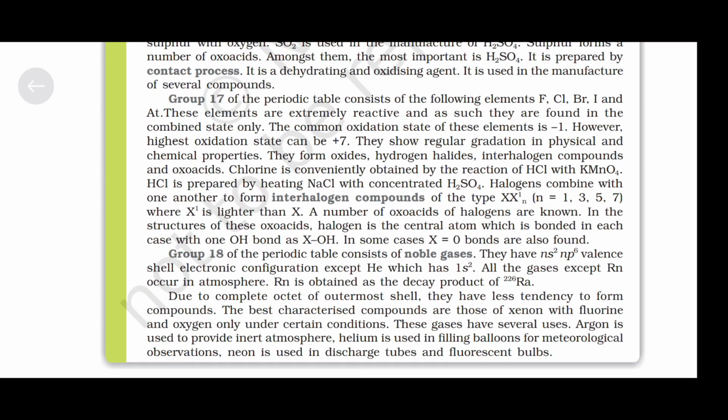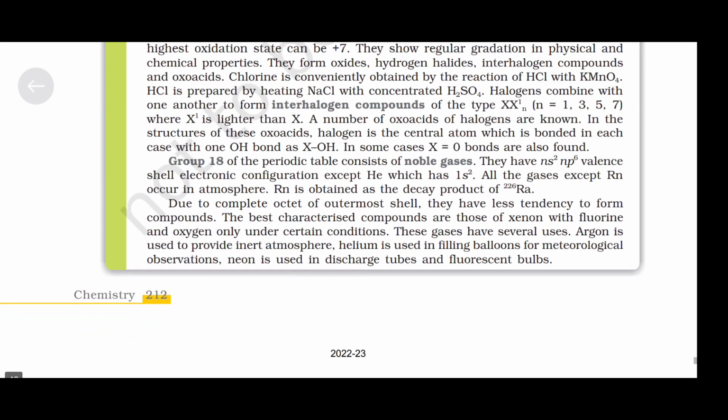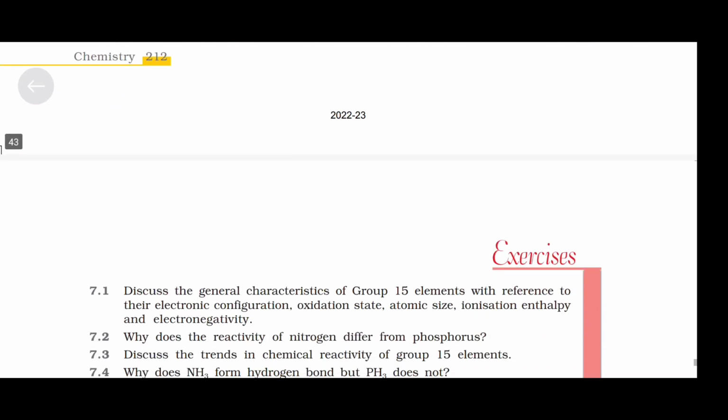Due to complete octet of outermost shell, they have less tendency to form compounds. The best characterized compounds are those of xenon with fluorine and oxygen only under certain conditions. These gases have several uses. Argon is used to provide inert atmosphere. Helium is used in filling balloons for meteorological observation. Neon is used in discharge tube and fluorescent bulbs.